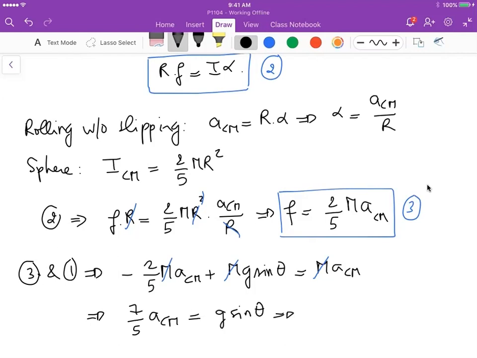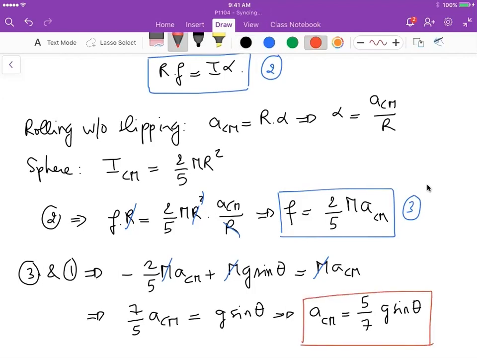And so finally we can deduce that a center of mass is equal to 5/7 G sine theta. And this is it. So this is the answer we are looking for. The acceleration of the center of mass of the ball is given by 5/7 times G times sine theta. Let's move on to the second part now.